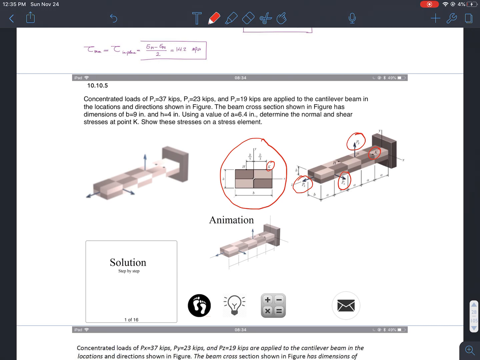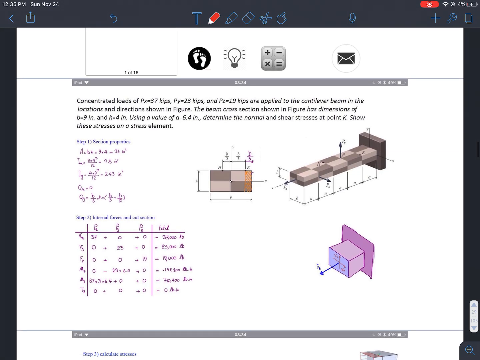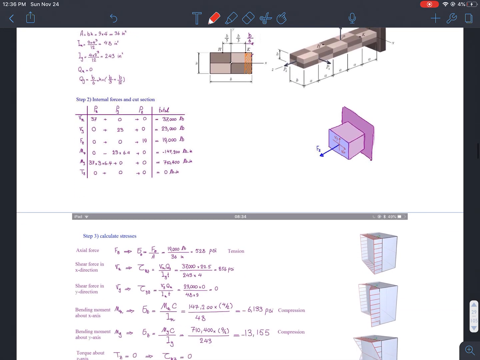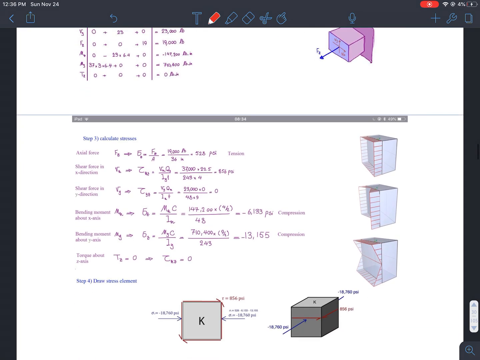So we need to find out the stresses at point K. And also H right here. I forgot, sorry, H right here. So this seems a very complicated problem. So how to solve this? We'll solve this way. First things first, we need to do a cross-sectional cut. So this is the diagram.